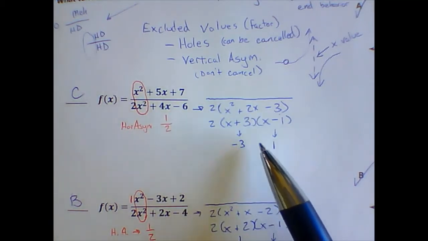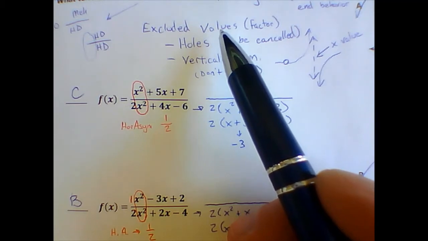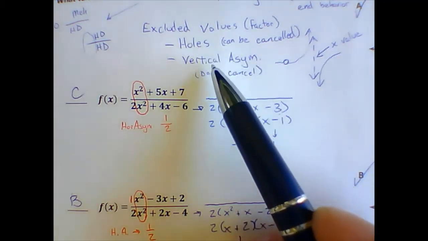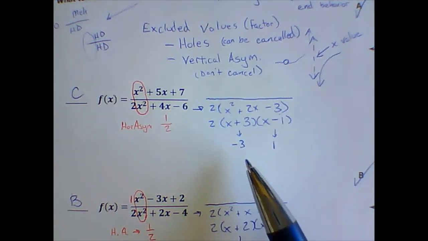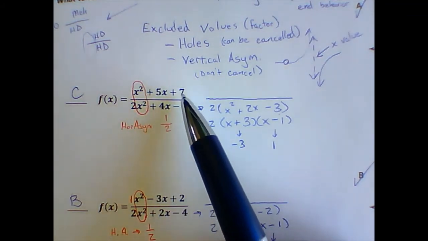So we know that this first one has a -3 and a 1. Those are excluded values. They're also called discontinuities. But what we don't know, unless you look at the graph we matched them with, is whether those are holes or vertical asymptotes. That's where the numerator comes in.